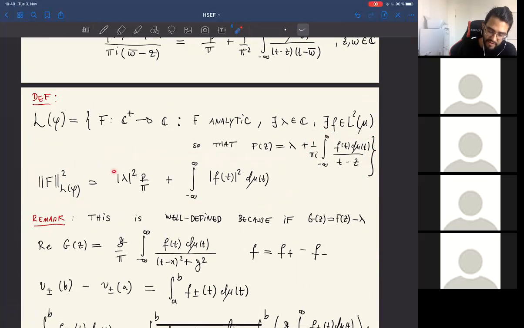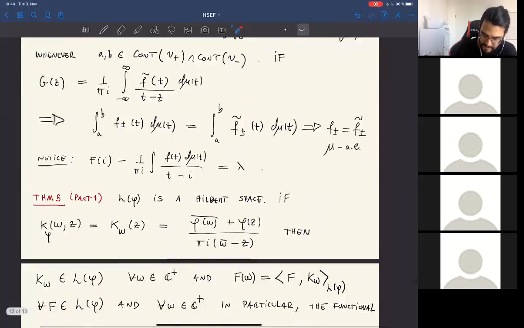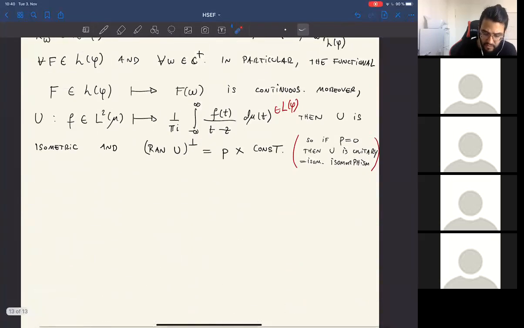And if P is 0, then you don't even have this part. It's just like showing the obvious. But anyway, let's prove that. Okay, so what I will do is just deal with the case P equals 0. And I will leave you to fill in the details for P greater than 0.